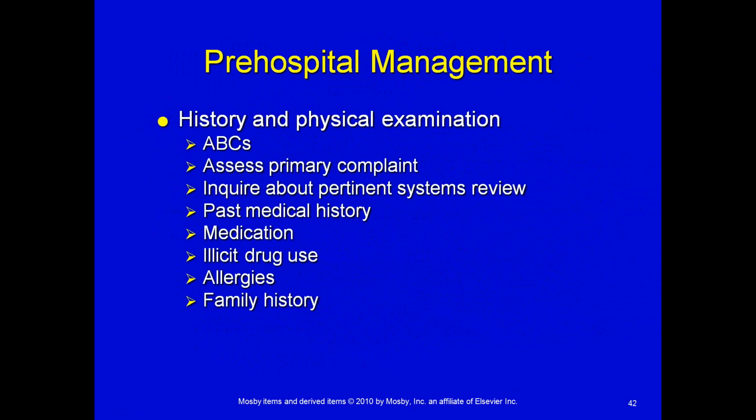Assess the area of the body where the primary complaint is, inquire about pertinent system reviews, get a good past medical history using your SAMPLE, get an idea of what sort of medications they're taking, and whether or not they're using any illicit drugs, whether or not they have any allergies, whether or not they have any family history. That's all gotten in the SAMPLE.